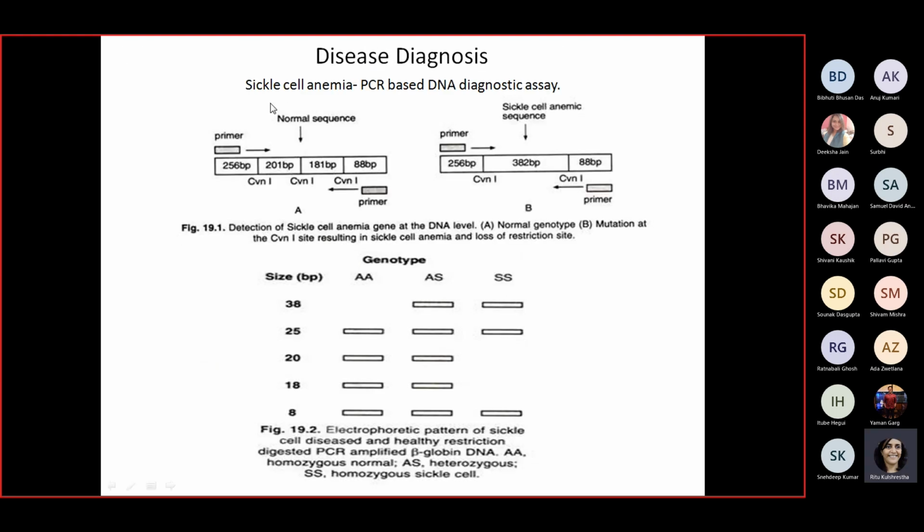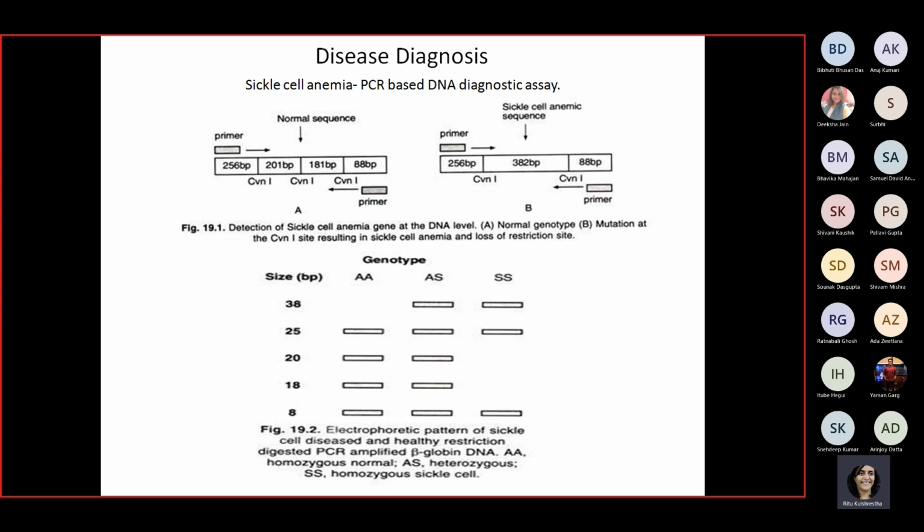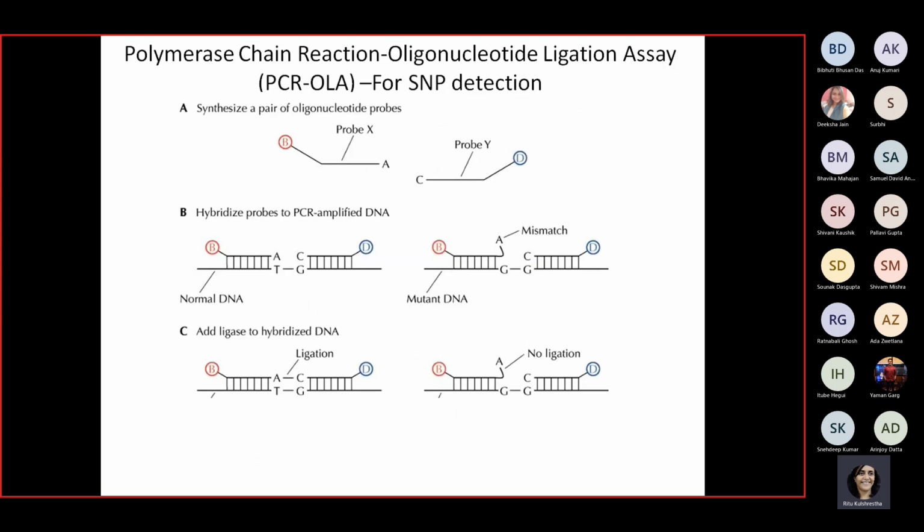Now, in this case, there was an advantage that by chance where the SNP was there or a mutation was there, that was the site for restriction enzyme. But obviously, in majority of the cases, it's purely luck basis that you may have a restriction enzyme site, but in majority of cases, you will not have a restriction enzyme site. So how do you look for single nucleotide polymorphism in these cases using PCR? So in this context, a very sophisticated technique was developed. It's called PCR-OLA, where OLA stands for oligonucleotide ligation assay.